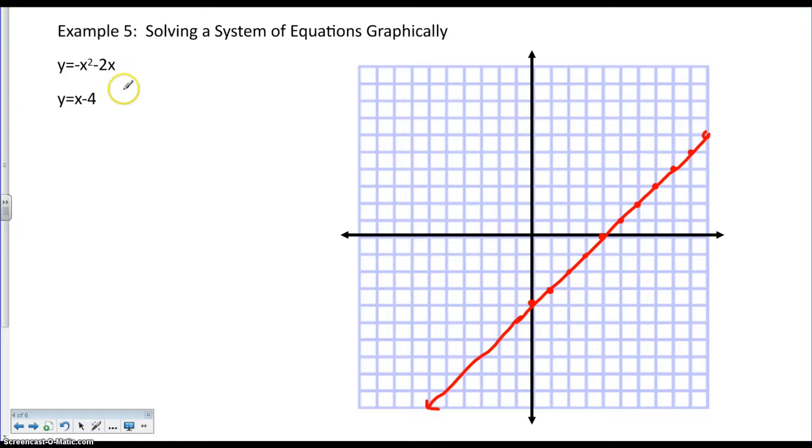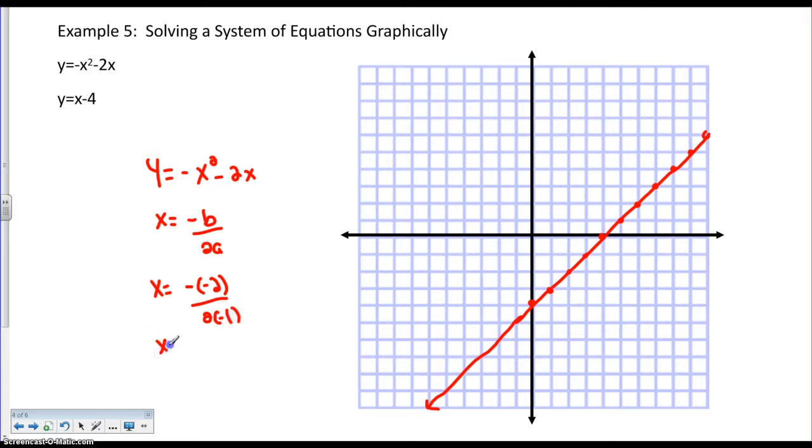So let's look at this quadratic. There's many ways I could do it. I could factor this out, or I could find out what the axis of symmetry is. So we're going to look at y equals negative x squared minus 2x. I've got to find the axis of symmetry, which is x equals negative b over 2a. So x equals negative of negative 2 over 2 times negative 1. So it looks like my axis of symmetry is negative 1.